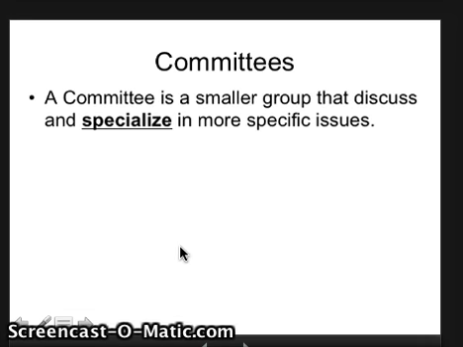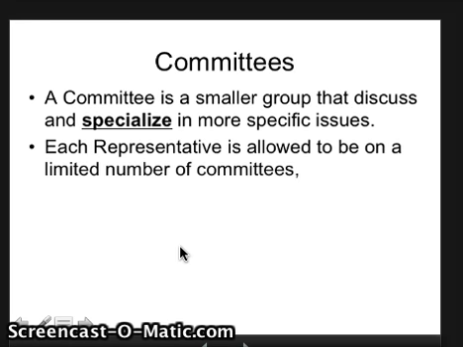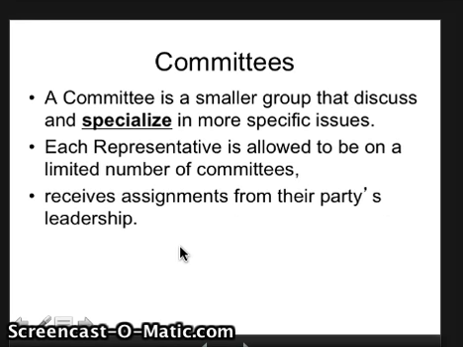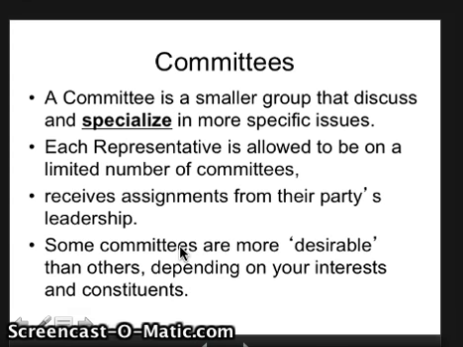Now, as we said, the House of Representatives is divided up into committees, and a committee is a smaller group that discusses and specializes in more specific issues. Each representative is allowed to be in a limited number of committees. They receive the assignments from their party's leadership, which means the majority leader and the Speaker of the House decide who gets to be on which committee. And as we'll see, some committees are more desirable than others, depending on your interests and your constituents.